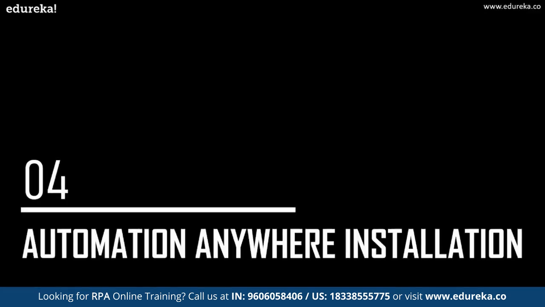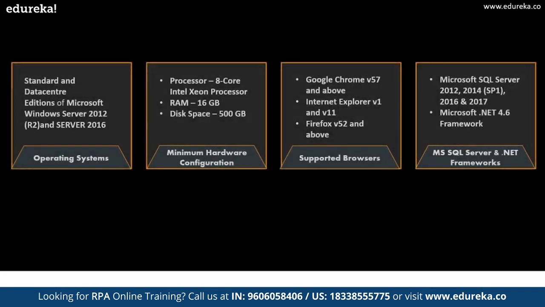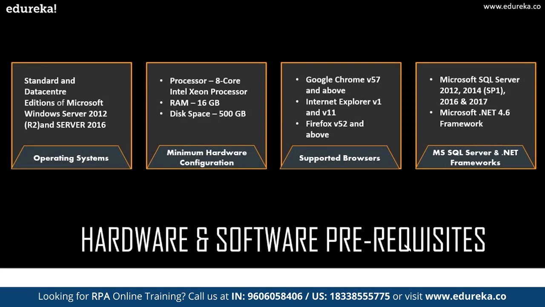So guys, in this part of the session, I'm not going to show you step by step how to install Automation Anywhere. For that, you can refer to my session on Automation Anywhere installation, but I'll just mention the hardware and software prerequisites for the installation, right? So once you have these prerequisites ready, you can go to my session and start following the steps shown in the session to install and download Automation Anywhere. So the prerequisites are as you can see on my screen.